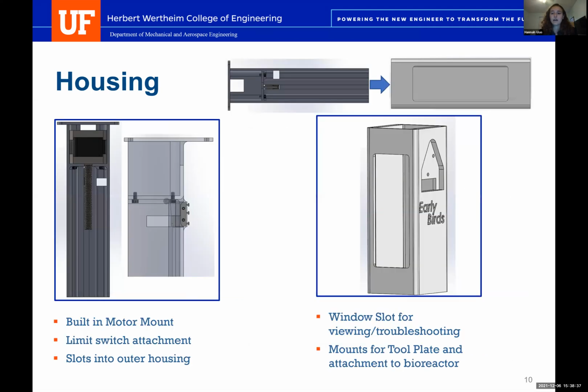So first I'll talk about the housing. Our housing is split into 2 components: we have our inner housing and our outer housing. Both are 3D printed, and how it works is that the inner housing slots into the outer housing.